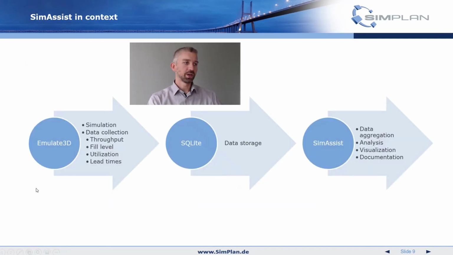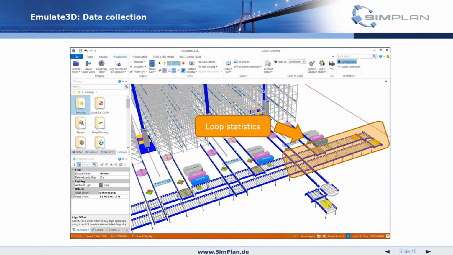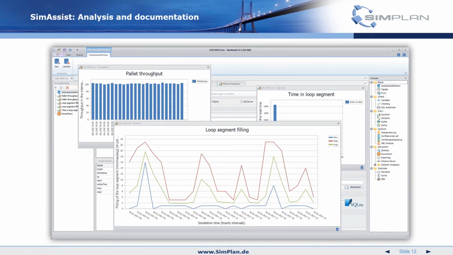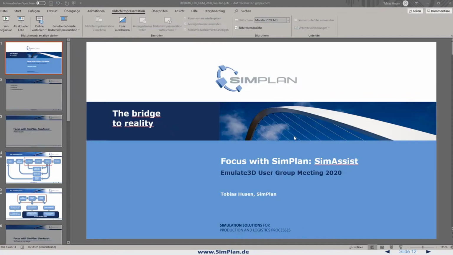The data is created and generated by Emulate3D. We store the data in an SQLite database and then use that in Synesist. The model is the model that Steffen already showed you. We will just look at this little loop segment. We have some fill level and throughput counters for that. And this is what Synesist then looks like. Now let me go into a live presentation and show you the actual program.